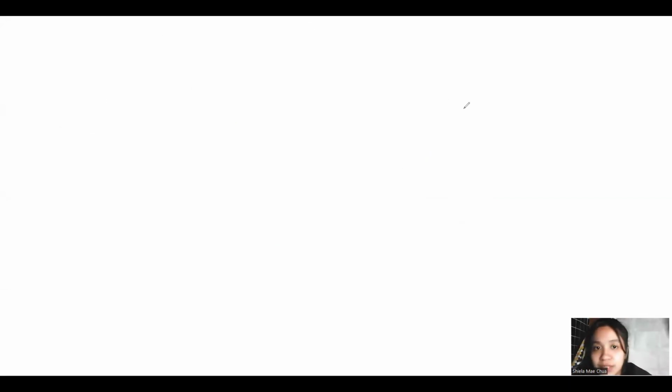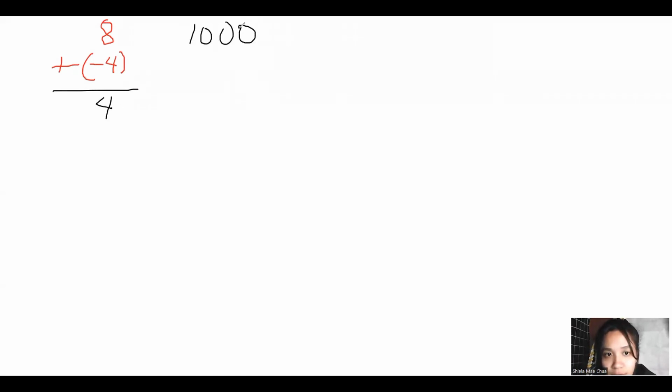Let me give you an example on the addition of positive and negative numbers when a positive number has a greater magnitude. So for example, you have 8 plus negative 4. 8 plus negative 4 is 4. And 8 is equal to 1, 0, 0, 0 in binary number. And negative 4 corresponds to 1, 1, 0, 0.